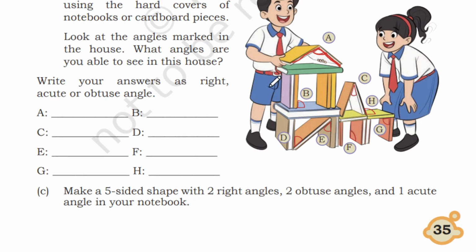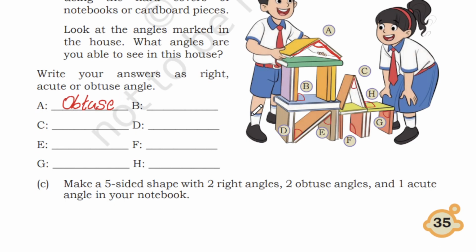Okay. So it is slightly more than a right angle. I also thought it was a right angle, but it is slightly more than a right angle. More than a right angle is an obtuse angle, so you can write obtuse. And B, so here this one is B. B is a right angle, so I'm going to write right angle.